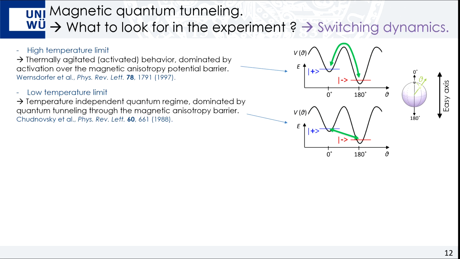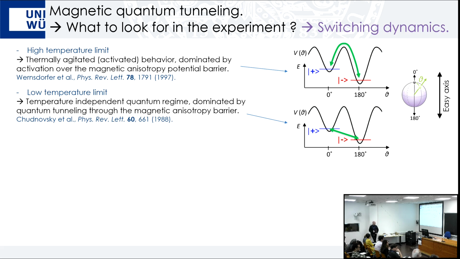Okay, so if you think about magnetic quantum tunneling, what to look for in the experiment, and the answer is switching dynamics. So in the high temperature limit, you expect to see the system going spontaneously back and forth above the magnetic anisotropy induced barrier. And this is basic thermal agitation, a well-known behavior. Now, this thermally agitated behavior is expected to freeze out at low temperatures, because eventually you don't have enough thermal energy to go above the barrier. So the system should just collapse to one of these two states and just stay there indefinitely, unless there's another channel which goes through the barrier.